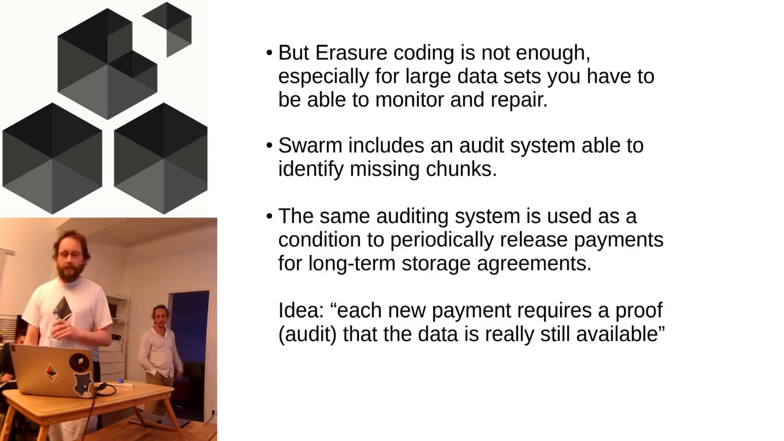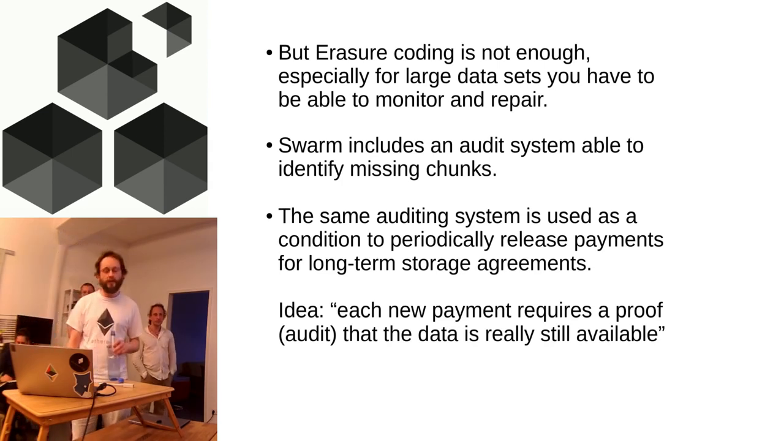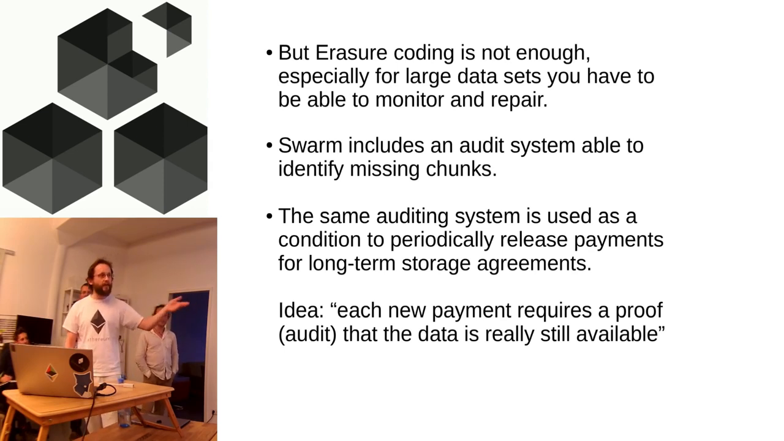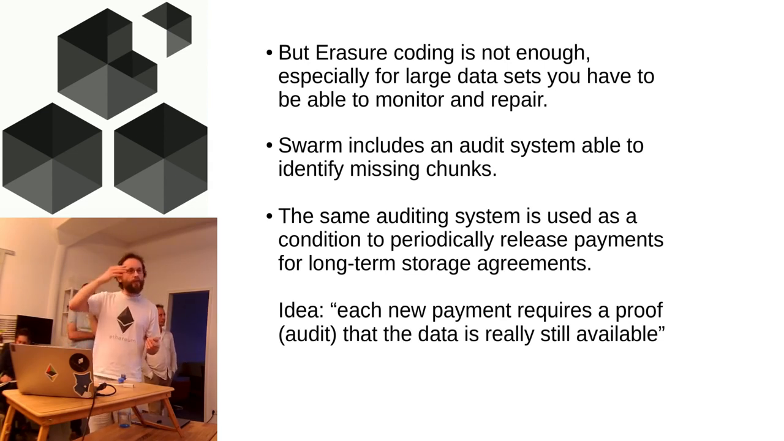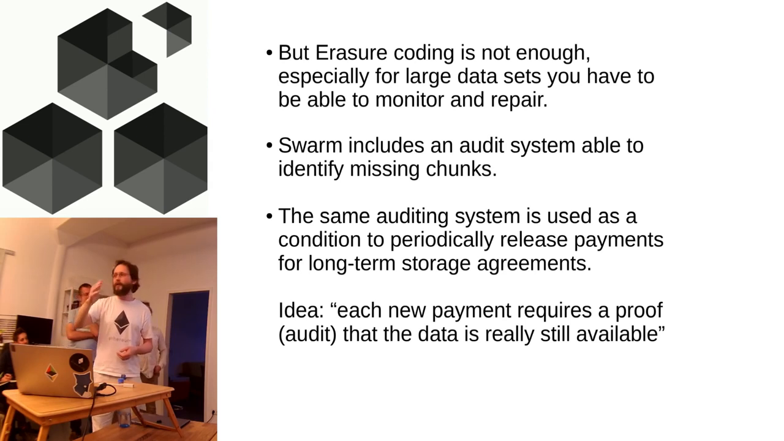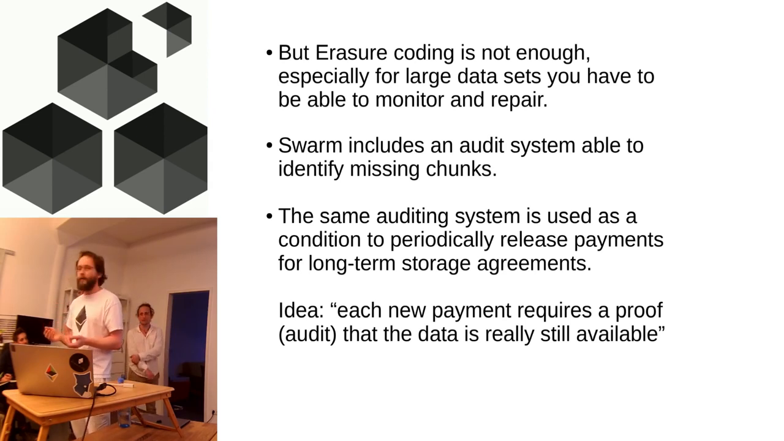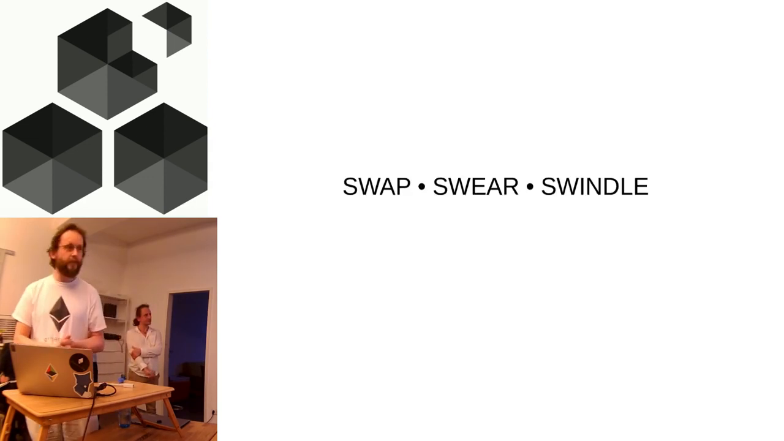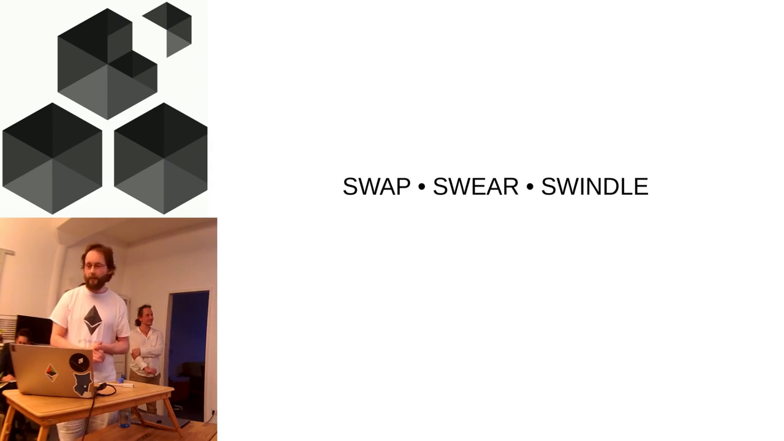And one more point about this audit system, it can be used as a condition for payments. So for conditional escrow. Going back to should I pay at the beginning or should I pay at the end, what we can do is put up a payment up front, and at regular intervals, we perform an audit, and the result of that audit, which is a proof that the file is still available on the swarm, could unlock the next installment of the payment. So we can have a continuous payment, and each little new bit of payment is only released when the proof is supplied that yes, the file is really still there. So that's swap, swear, and swindle, the incentive layer.